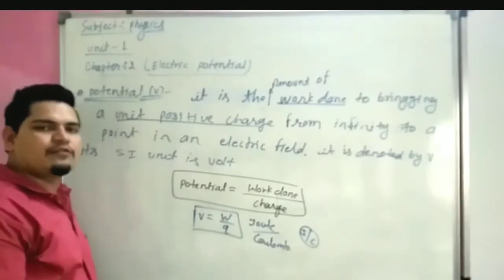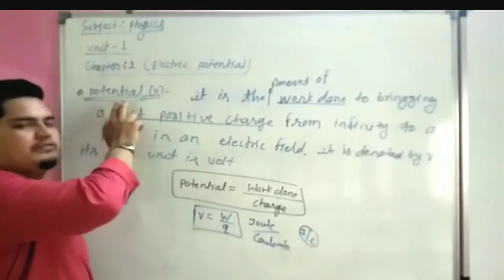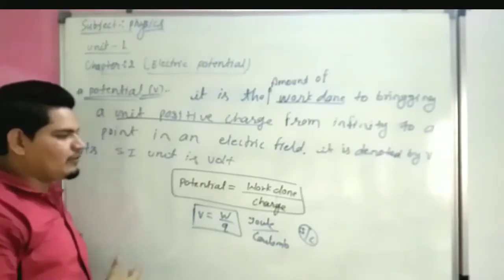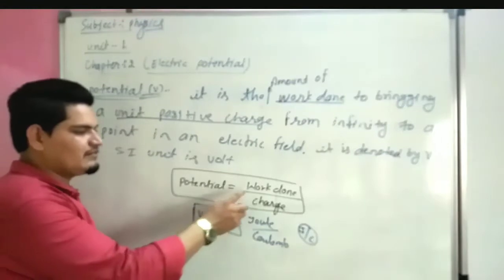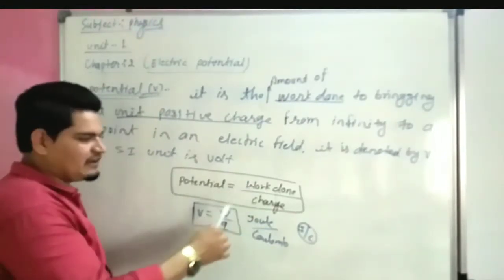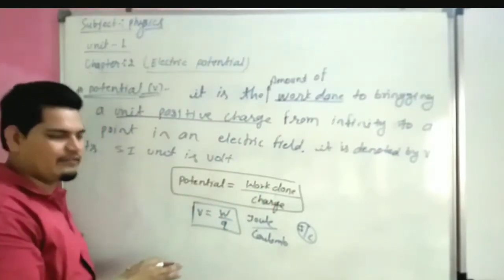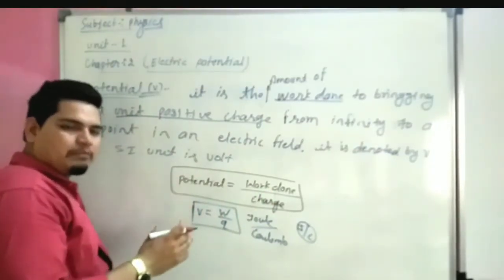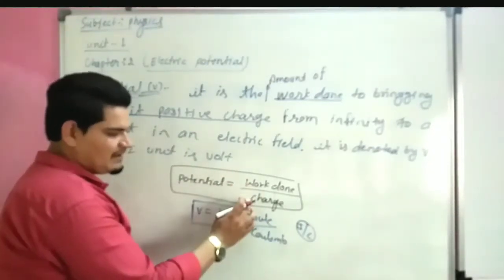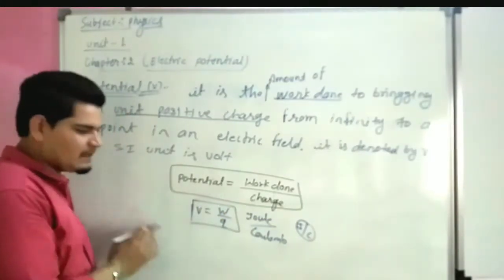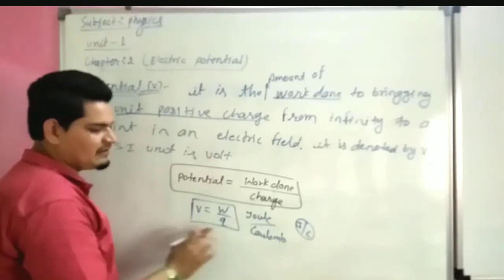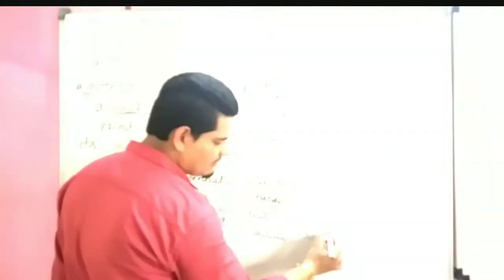In which direction does current flow? It is decided by potential. Without potential, we cannot say in which direction current flows. So potential is work done per unit charge: the amount of work done in bringing a unit positive charge from infinity to a point in an electric field. Because potential develops due to the electric field, it is work done divided by charge. It is denoted by V equals W divided by Q. Its SI unit is joule per coulomb, which is called volt.